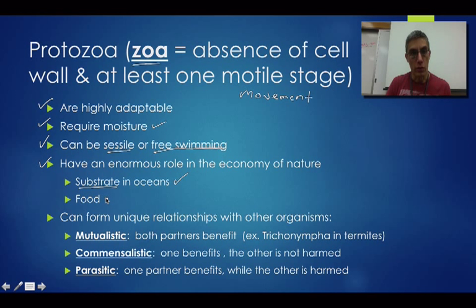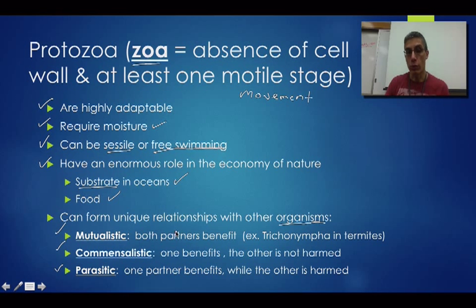Of course, food. There's a lot of creatures in the ocean, a lot of creatures in several types of freshwater environments that definitely do use protozoans as a food source. Now, these particular creatures can form what we consider unique relationships with other organisms. So there are some out there that basically stick to themselves. They don't interact with other organisms too much, but there are some that actually do benefit from relationships with other organisms. Now, there's three different categories when it comes down to these relationships. We have what we call mutualistic, commensalistic, and parasitic.